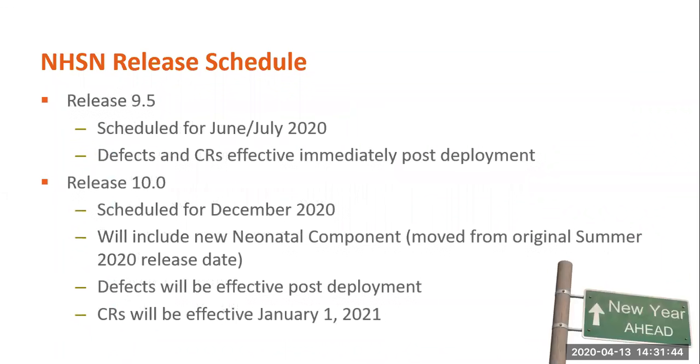As already indicated, we do have a major release coming up in December. Defects will be addressed effective immediately post-deployment. Change requests with an effective date will be effective January 1st, 2021. Release 9.5 is scheduled for summer 2020 with requests and defects that will be effective immediately post-deployment. And also the neonatal component has been pushed to our December 10.0 release.